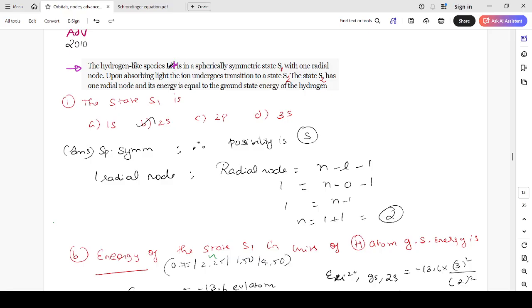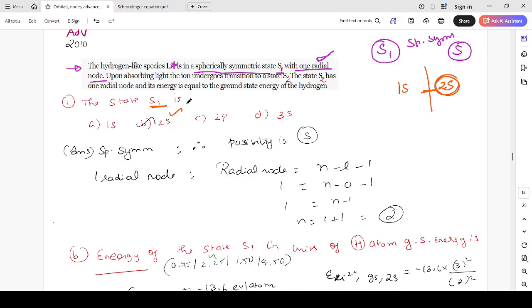Hydrogen-like species lithium plus is in a spherically symmetrical state S1 with one radial node. They are giving you a clue about this S1: it's spherically symmetrical. That is my first clue. So definitely it's an s subshell. It is having one radial node. Which s subshell will have only one radial node? 2s. 2s will have one radial node. So the state S1 is 2s.